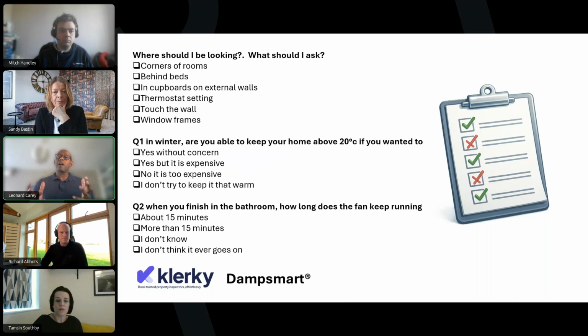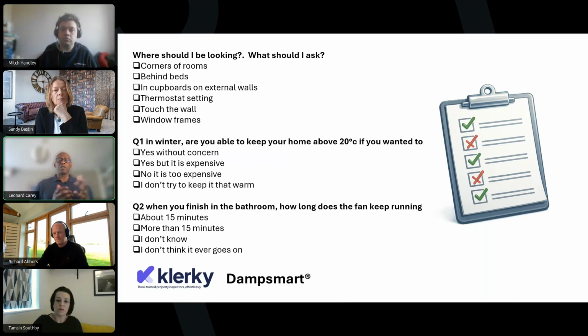There are some things you can ask, and we've worked with some charities where we've deliberately put in just a couple of questions into a questionnaire. Not even a questionnaire, just something that you ask when you go and visit. The first question is, are they able to keep the heating on at 20 degrees? And is it no concern for them, or is it going to be a high cost for them?